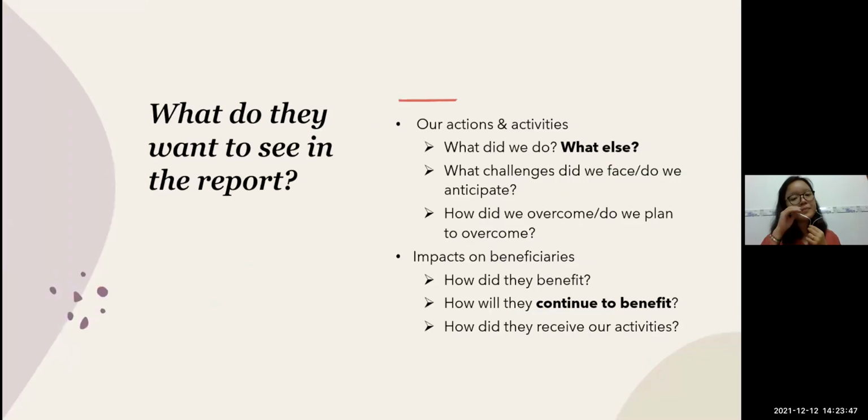So how do we improve this? For the action and activity, you can start asking yourself, what did we do? What did I do for this? And then you can ask yourself, what else? By asking what else, you will find yourself trying to find more and more answers. And that's how you list out all the things that you or your team have done.